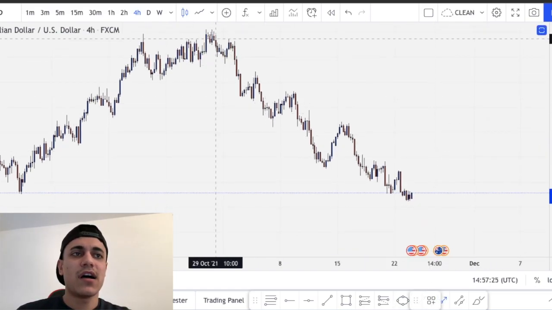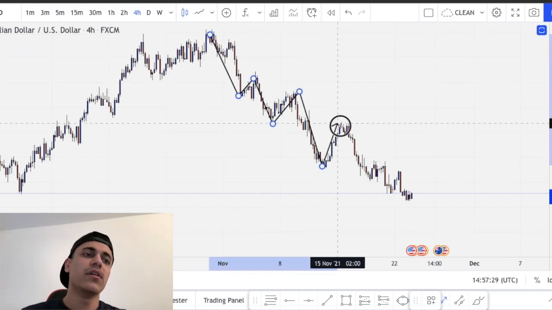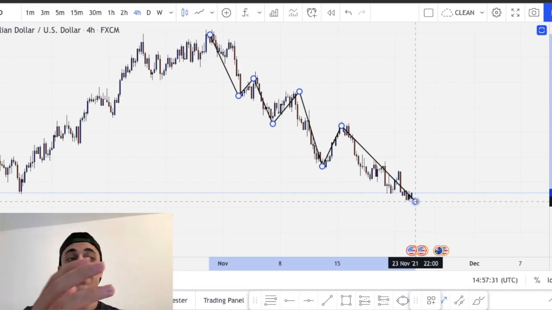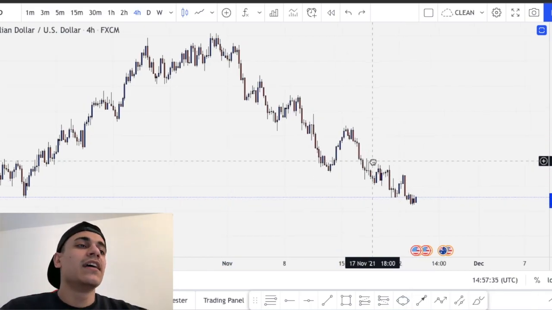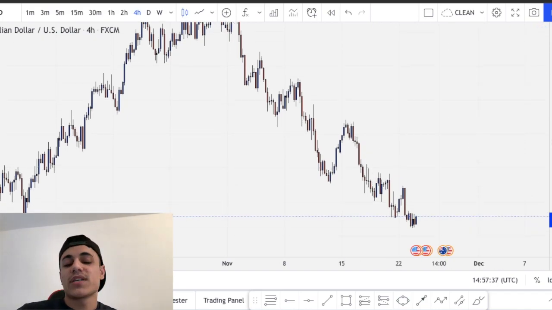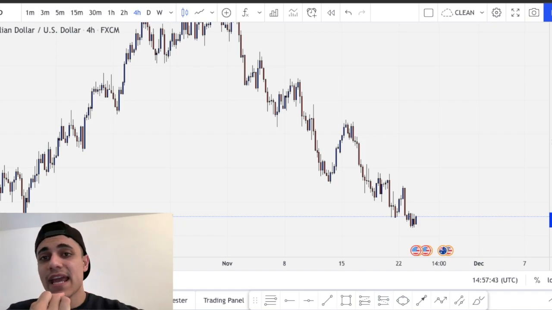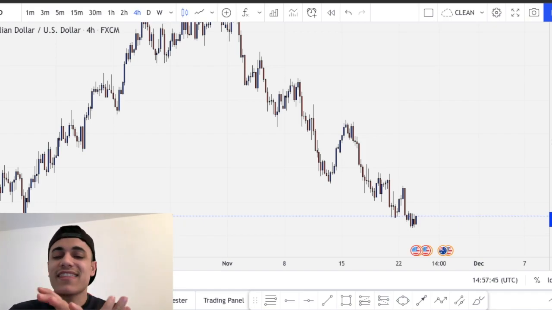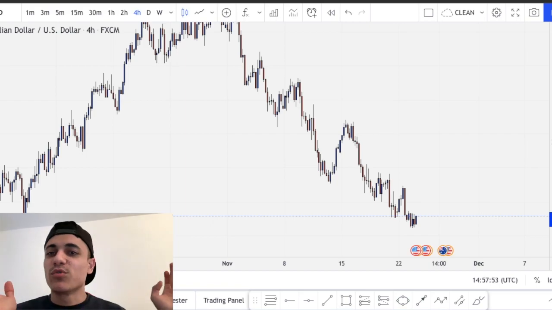I mean, high, low, low, high, low, low, high, low, low. It's really simple, but it's not easy, right? It's simple, but it's not easy. So yeah, this is the importance of market structure. You see, I didn't use any indicators. I didn't use nothing. Pure market structure and candlestick analysis. Bearish engulfings, market structure, that's all you need.